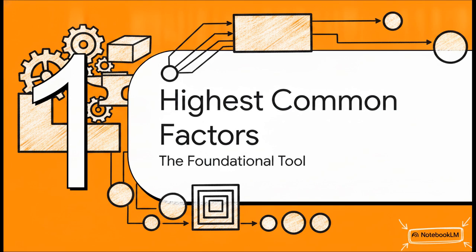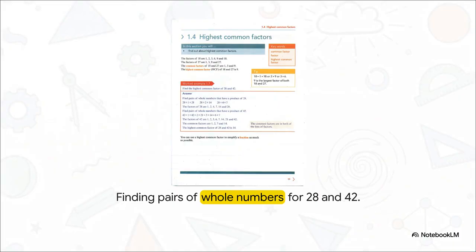Starting off with Section 1, Highest Common Factors. Think of this as your foundational tool. Let's actually break this process down visually. Say we're looking at the numbers 28 and 42. Now, instead of just randomly guessing, we systematically find pairs of numbers that multiply to each, right? So for 28, we've got 1 times 28, 2 times 14, and 4 times 7. Easy. For 42, we've got 1 times 42, 2 times 21, 3 times 14, and 6 times 7.